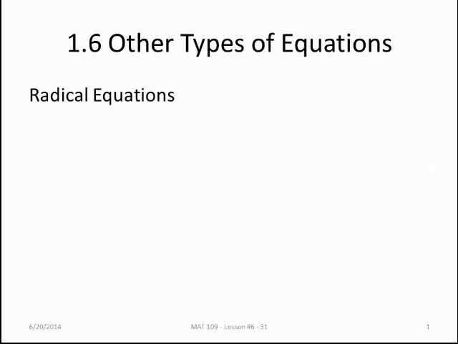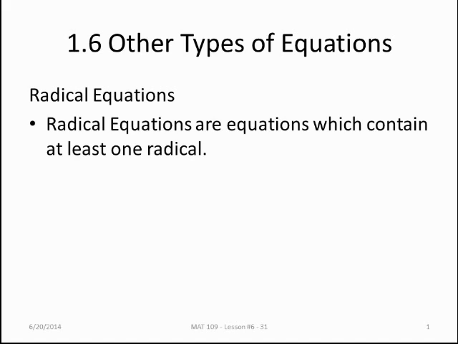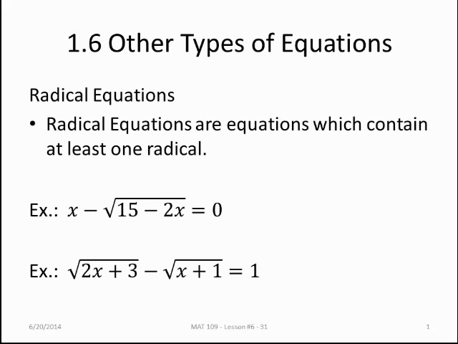Another type of equation that we need to look at is a radical equation. A radical equation is just an equation that has a radical in it. Here's an example of a radical equation. Notice that it has one radical. We could also have equations which have two radicals, possibly more. I don't think you will see any that have more than two radicals in them.